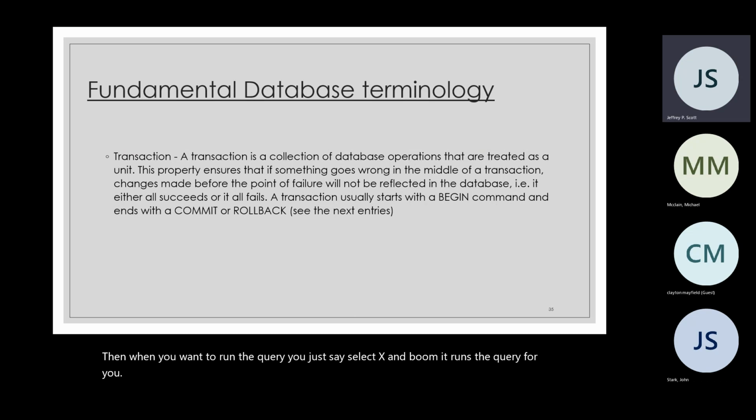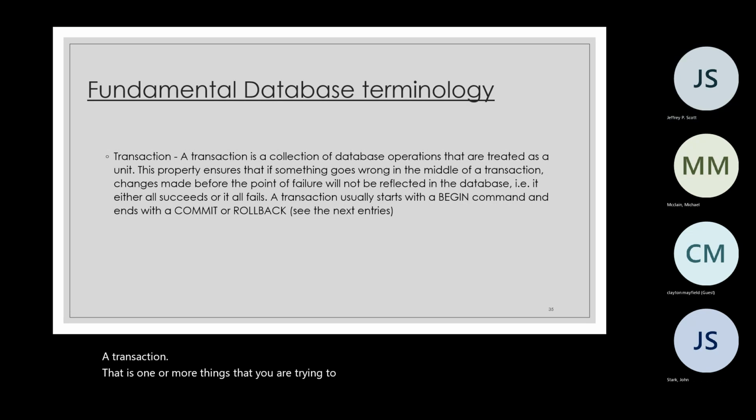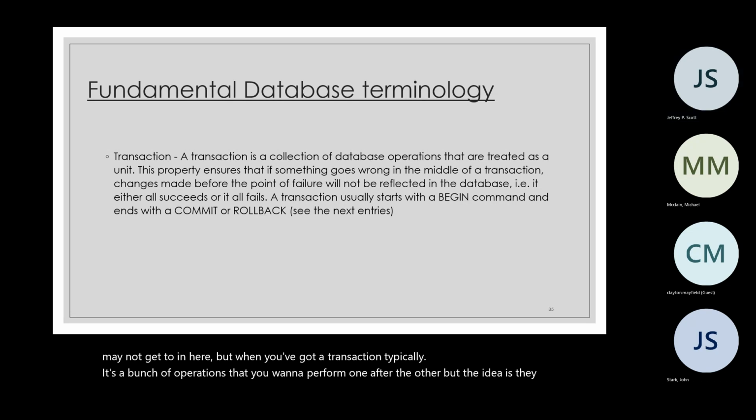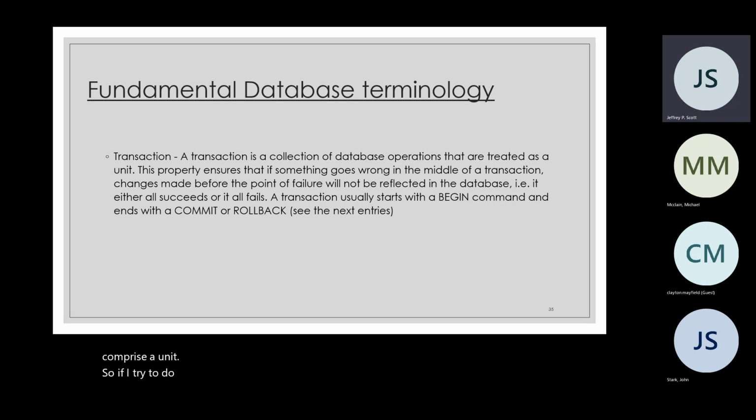A transaction is one or more things that you are trying to do. It gets into some principles that we may or may not get to in here, but typically a transaction is a bunch of operations that you want to perform, one after the other. The idea is they comprise a unit. So if I try to do a transaction that's got 6 things in it, and the first 5 succeed and the 6th one fails, the whole thing fails.